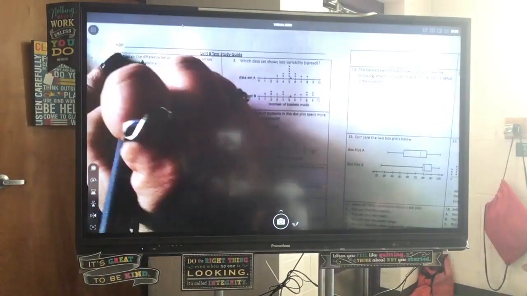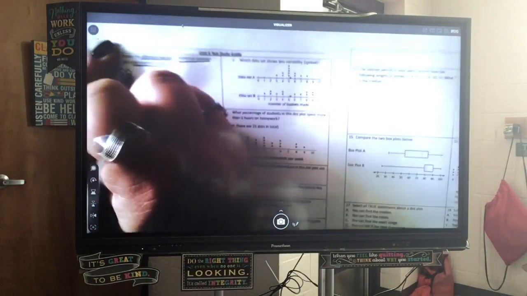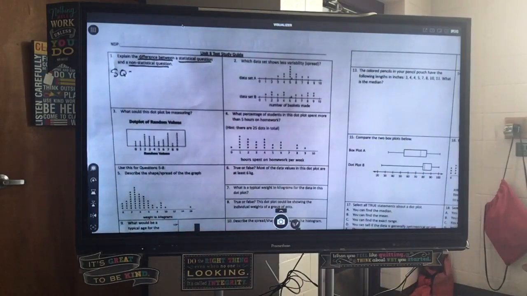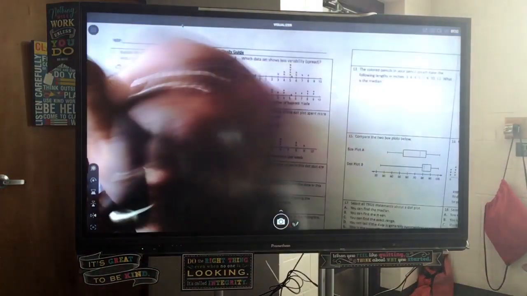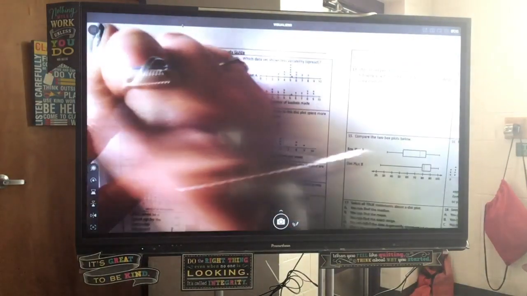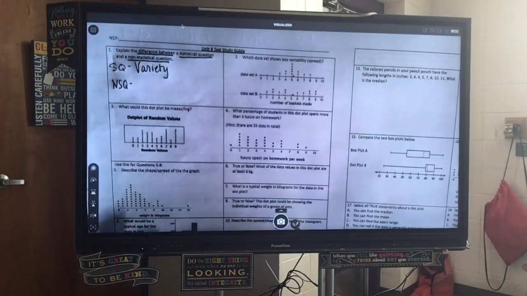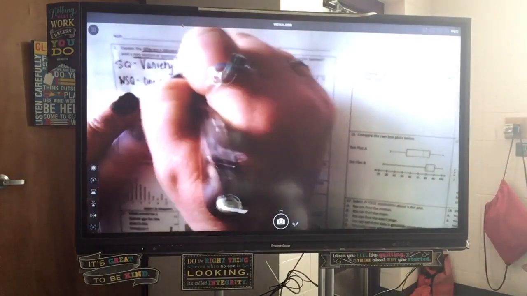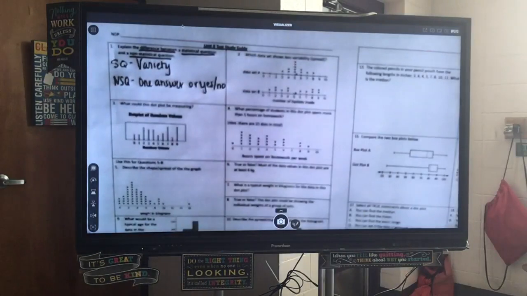So, tell me, what is the big thing for a statistical question? Like, what are we looking for when we ask these questions, Raheem? Variety. Okay, what about a non-statistical question? What are you looking for when you ask that question? Like one answer. Alright, so you're looking either for one answer or for like a yes-no answer.